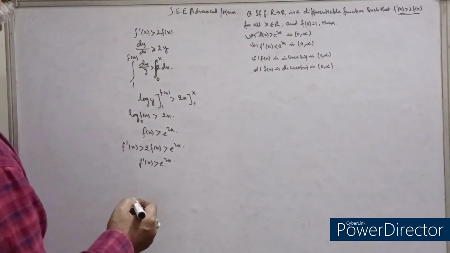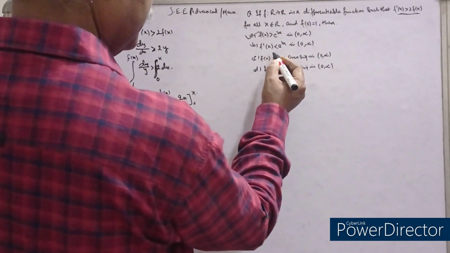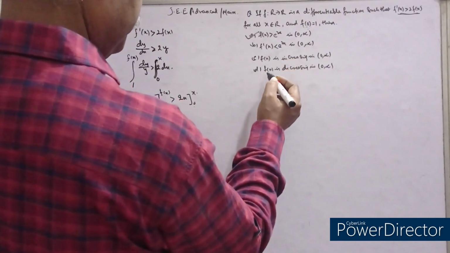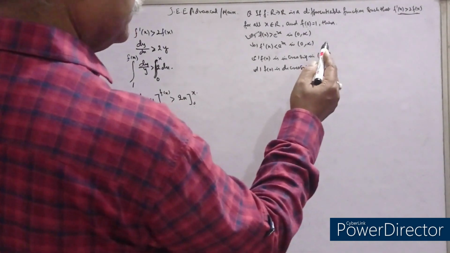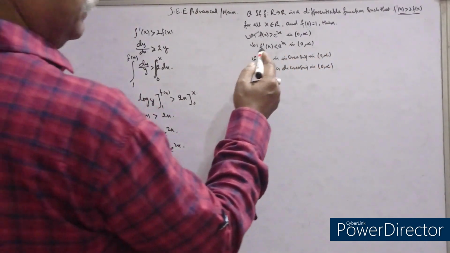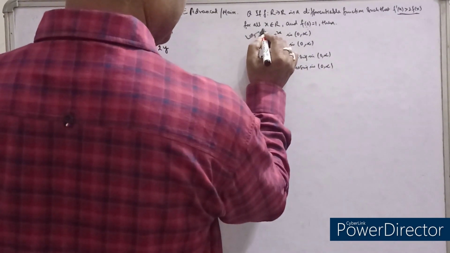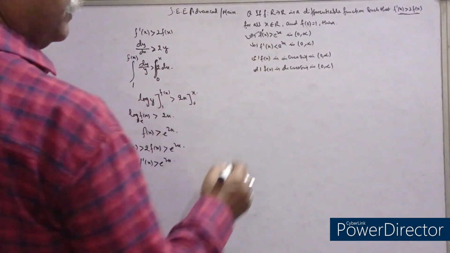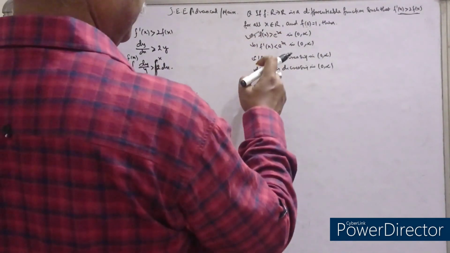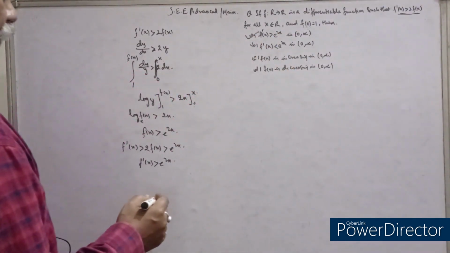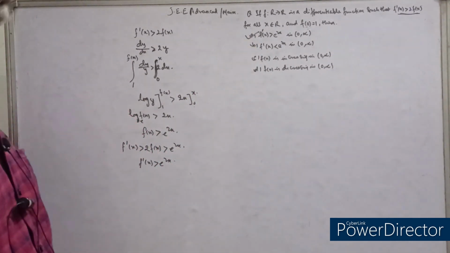f dash x is greater than e to the power of 2x, because it holds for all x. So this is your option. Option A is your correct answer.